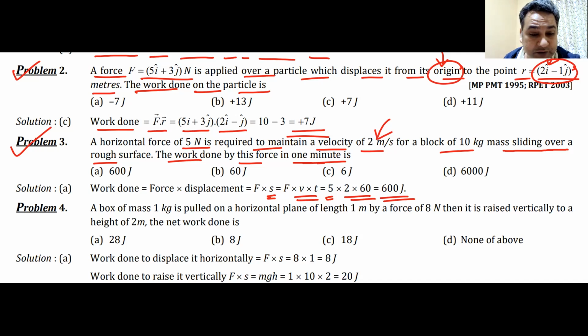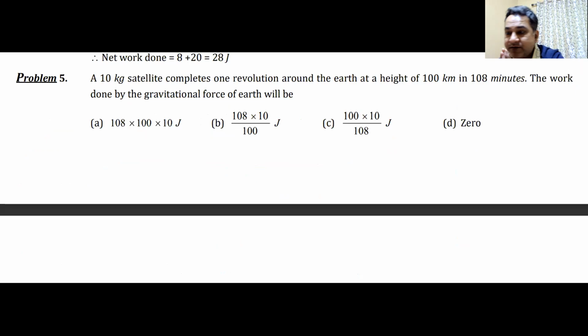Now I'll do one more question. Question number 5. A 10 kg satellite. Now again, we have not studied satellite. Does that make any difference? Let us see. A 10 kg satellite completes one revolution around Earth at a height of 100 kilometers in 108 minutes. What is the work done by the gravitational force of Earth in one revolution?